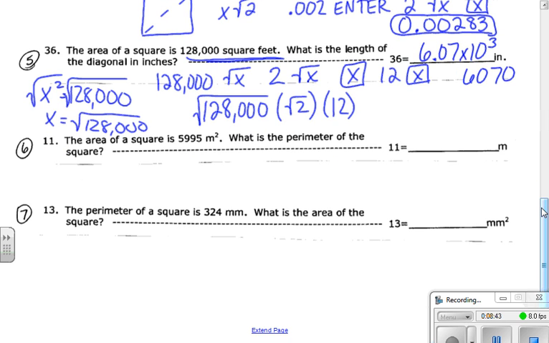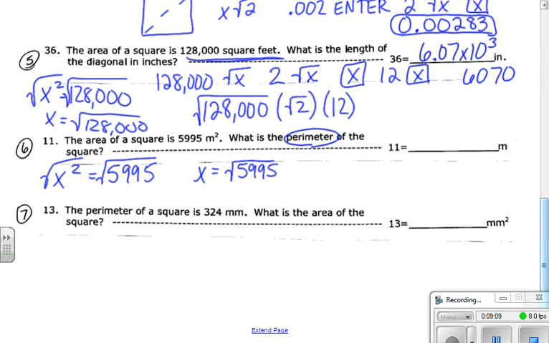Okay, number 6. The area of a square is 5,995 square meters. What is the perimeter of the square? So in order for us to find out the perimeter, we have to find the side. So we know our area, side squared, is 5,995. So remember, to undo the square, we have to square root. So our side is 5,995 square rooted. And then we need to multiply that side times 4 to find our perimeter. And we get an answer of 3.10 times 10 to the second. If you move the decimal over twice, you get 310.